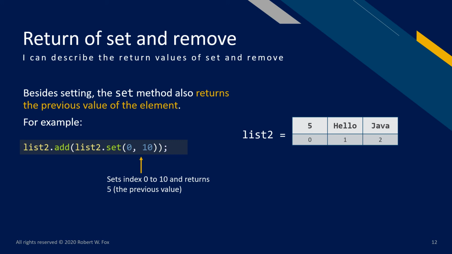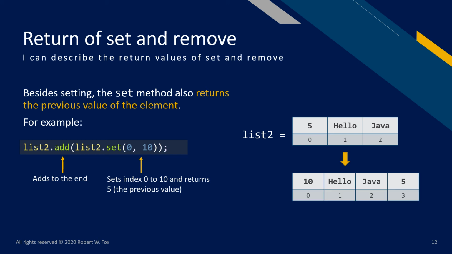What are we going to do with that 5? Well, we're going to add it to the array list, and we know that when we add to the list, it adds to the end, to the right side of it. So we're going to do two things. We're going to set the first element to a 10, and we're also going to take its old value and add it to the end. And we can see the results here on the slide.